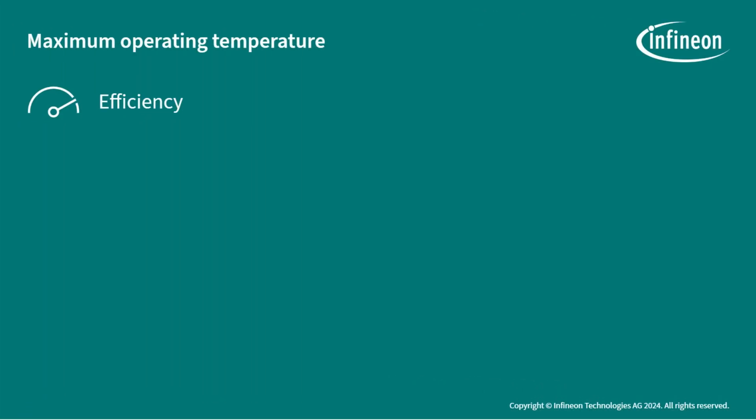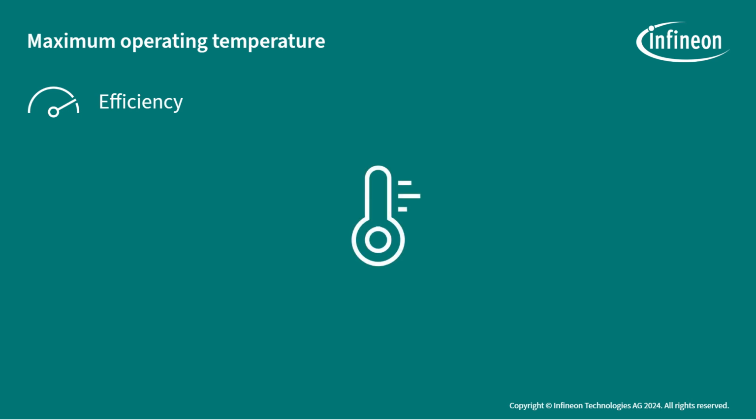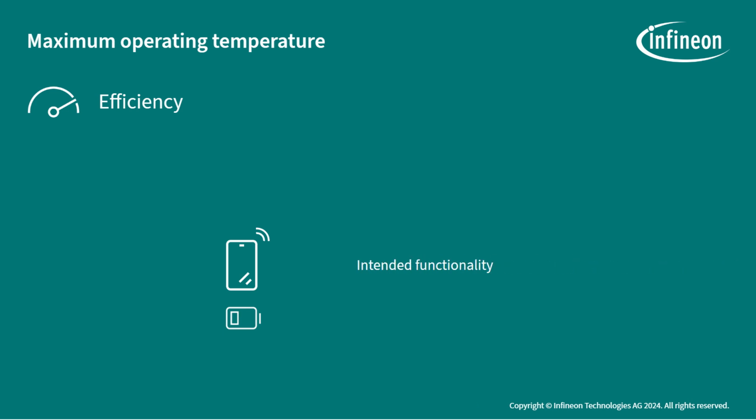Let's start with efficiency. When the MOSFET operates by turning on and off, it loses some energy in the form of heat. The more energy it loses, the more it heats up. Heating up is not an intended function of the MOSFET. This means that the less it heats up, the more efficient it is. Using a cell phone as an analogy, an electronic system is more efficient when the energy used to operate the device supports the intended functionality of the system rather than being unnecessarily wasted as heat.